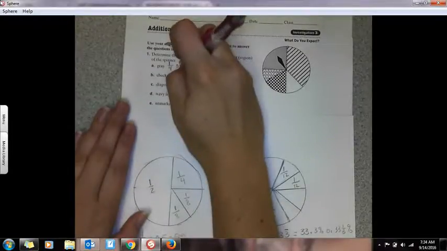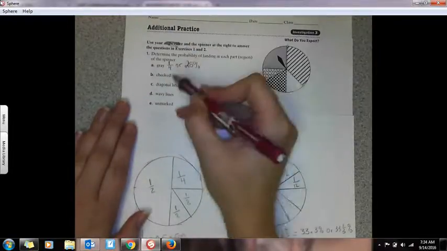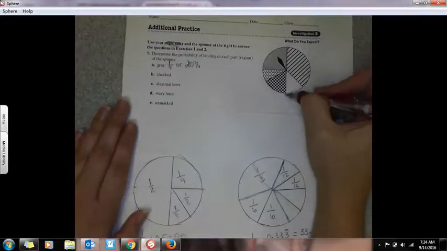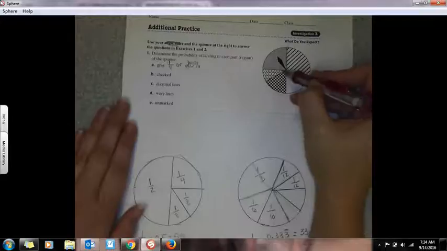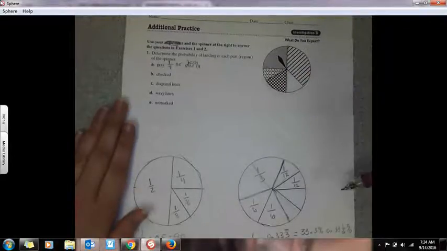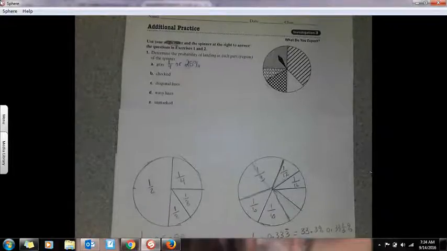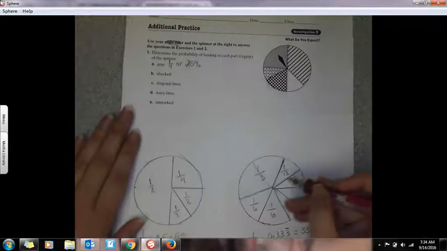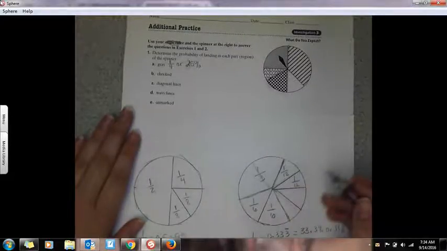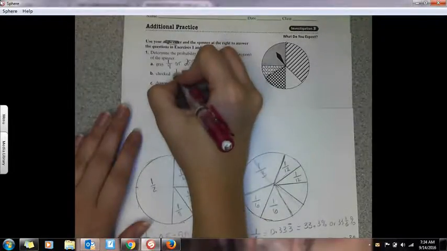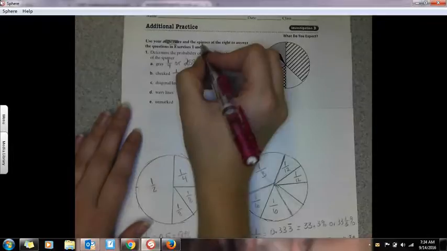Okay. Let's take a look at the checked area. So here's the checked area. I'm looking at that wedge, and I'm trying to figure out what wedge would match this wedge on my circle diagram. Well, if I look, this wedge is very similar to the size of my wedges that are a 6. So the probability would be 1 out of 6, or 16 2/3%.